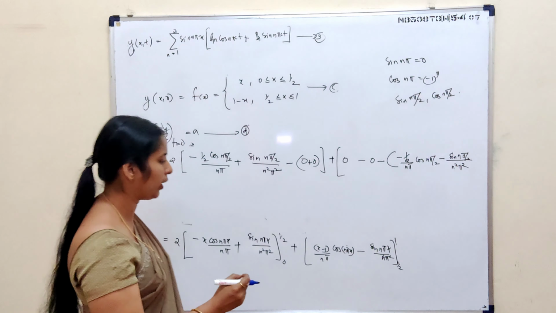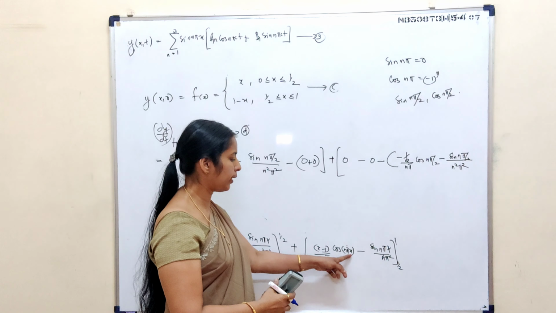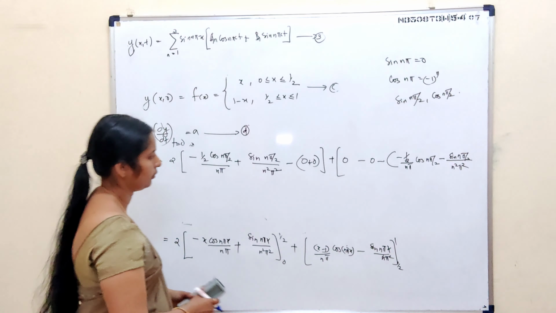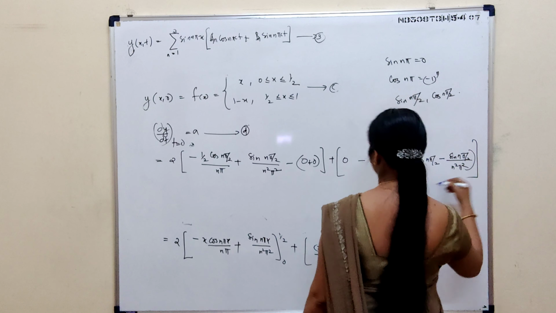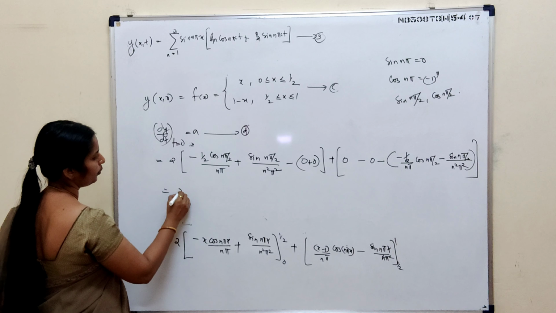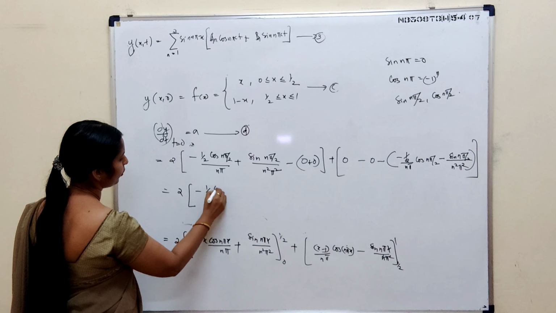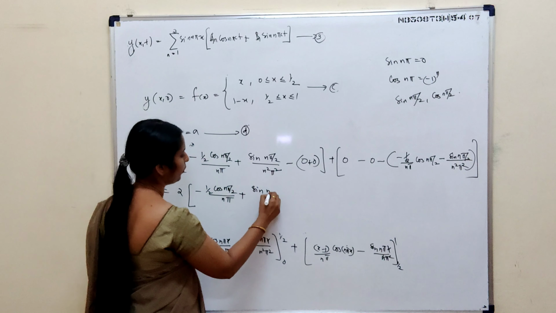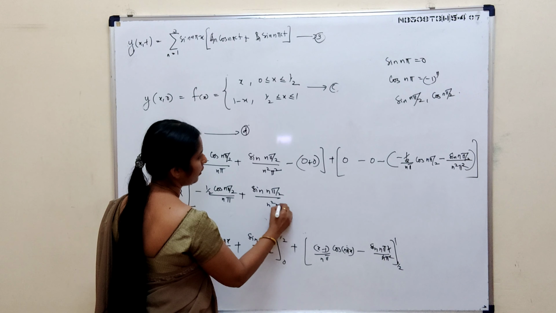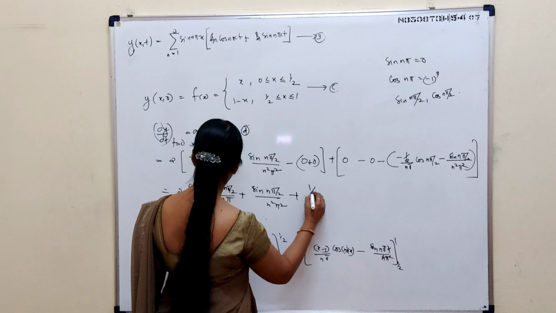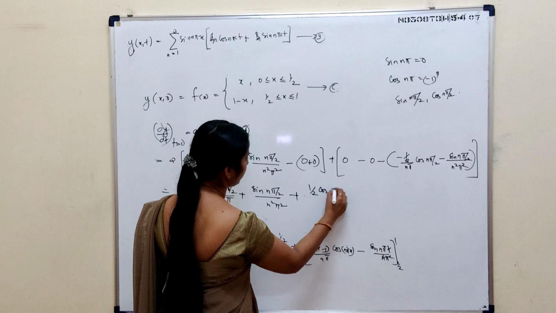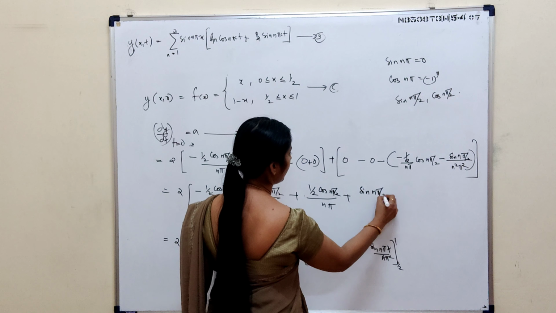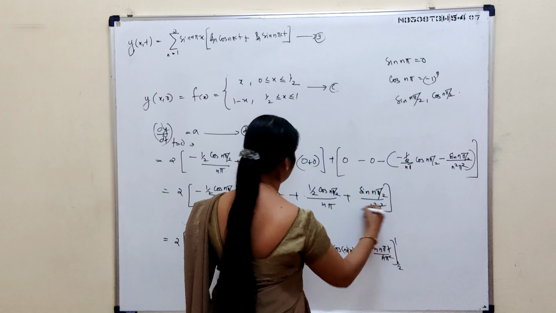So there is a small mistake while writing the integral of cos n pi x by n pi. It is minus sin n pi x by n square pi square. It is 2 into minus half cos n pi by 2 by n pi plus sin n pi by 2 by n square pi square plus 1 by 2 cos n pi by 2 by n pi plus sin n pi by 2 by n square pi square.